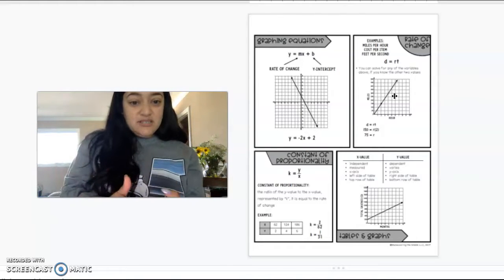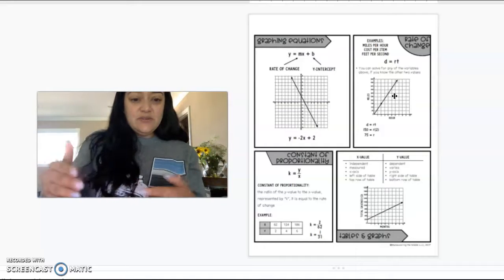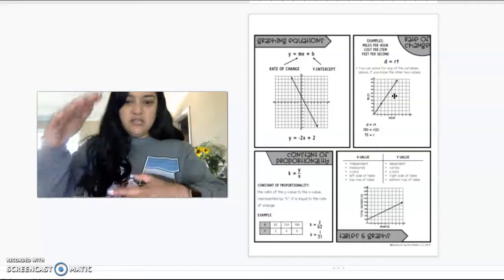When you're looking for constant proportionality, I want you guys to remember constant proportionality is K. K equals Y over X. That's when you put the Y over the X instead of the X over the Y, which we usually do.